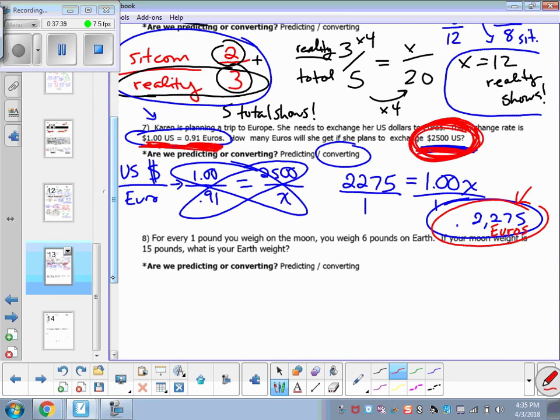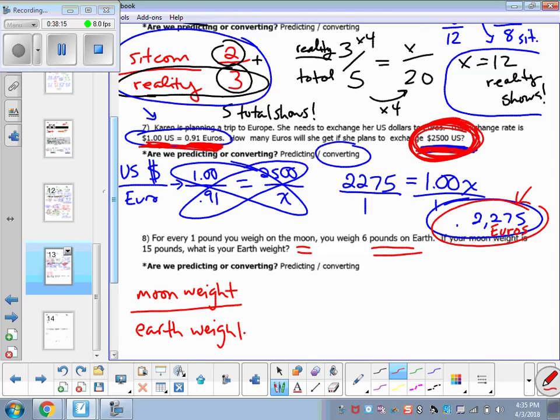I think a lot of you have seen videos of people bouncing on the moon when they walk around. If this is the surface and you've got a little guy on the moon, they bounce around. It's because of the difference in gravity. The moon doesn't have as much of a gravitational pull as Earth does. So for every 1 pound you weigh on the moon, you weigh 6 pounds on Earth. What are we comparing here? Our moon weight to our Earth weight. We were just given that for every 1 pound on the moon, it's 6 pounds on Earth.